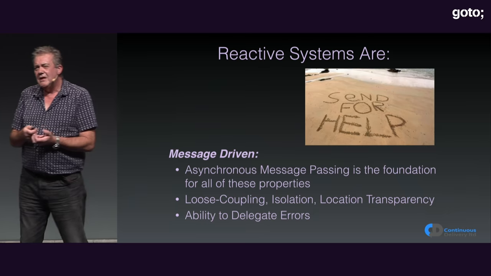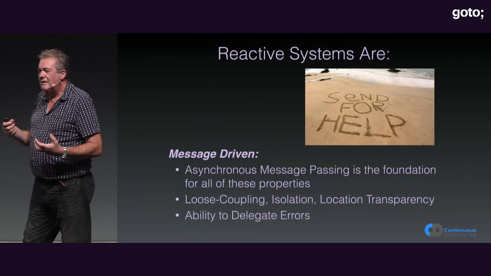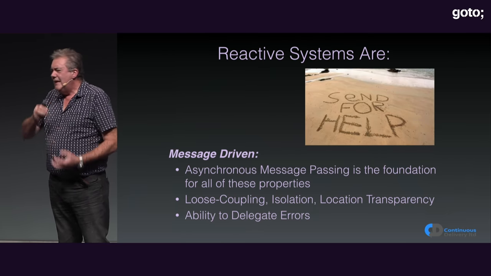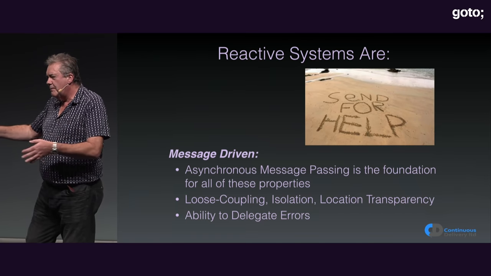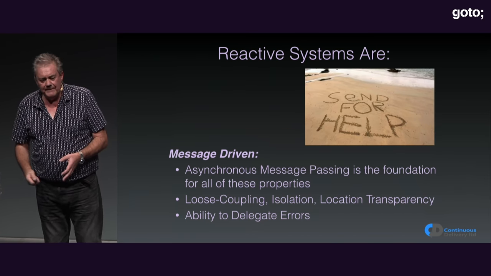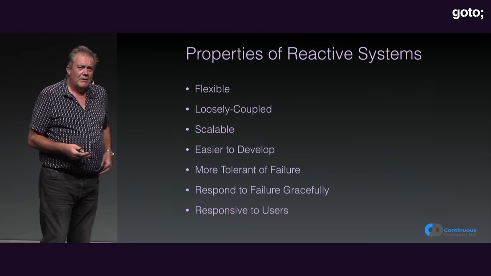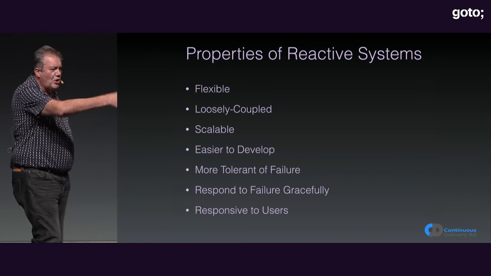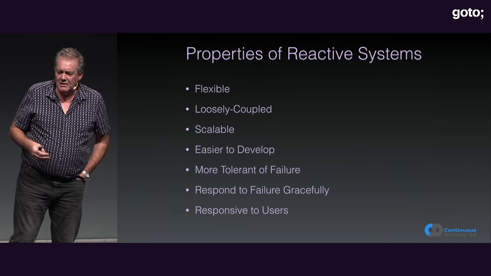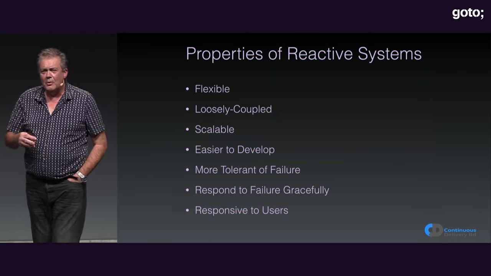It also means that we can delegate errors, and that we can almost willy-nilly destroy parts of the system and still make progress in other parts of the system. So here are some of the properties that we shot for in the architecture, but also observed. They're flexible, loosely coupled, scalable.